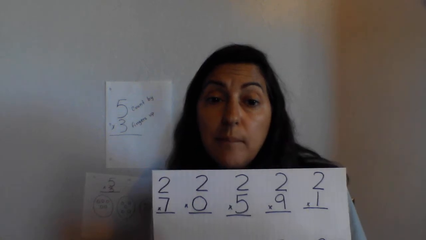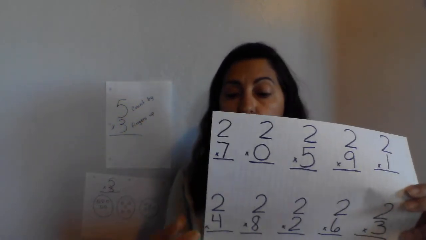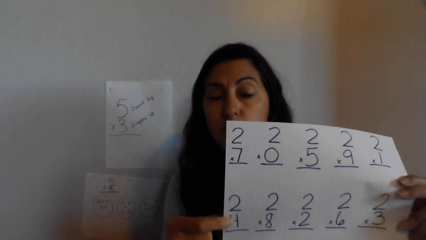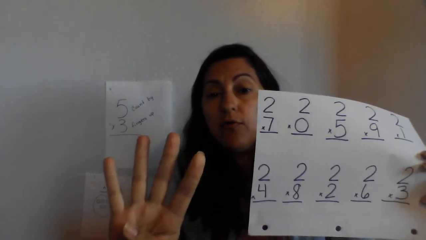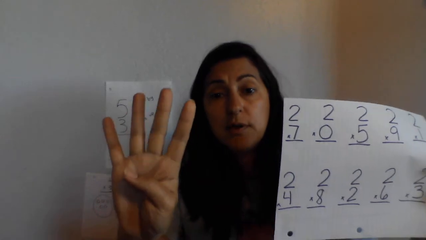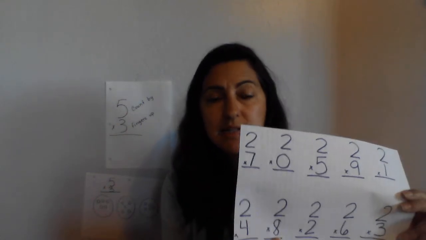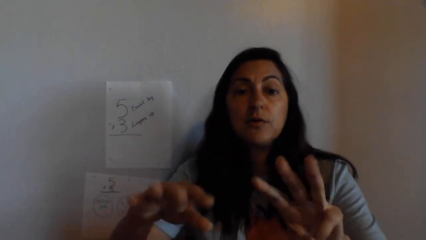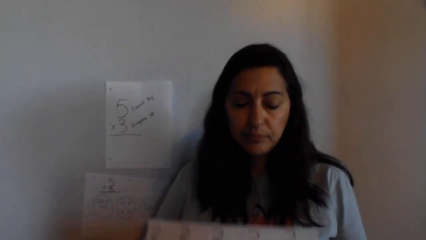You can double them. So as we go down here, we can double this, or we can put 4 fingers up. I could say 4 plus 4 is 8, or I can put 4 fingers up and go 2, 4, 6, 8. I can say 8 plus 8 is 16, or I can put 8 fingers up and say 2, 4, 6, 8, 10, 12, 14, 16.